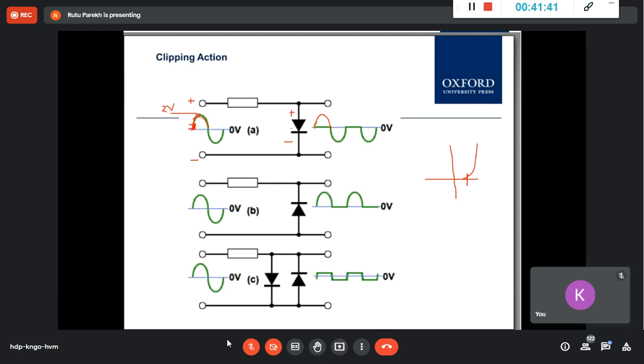Hello. Hello, am I audible? Yes. Yes, ma'am. Up to 0.7 it is not conducting. From 0.7 it will start conducting. So let's say at 0.69, it is not conducting.